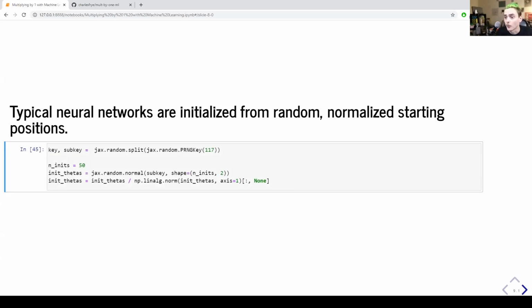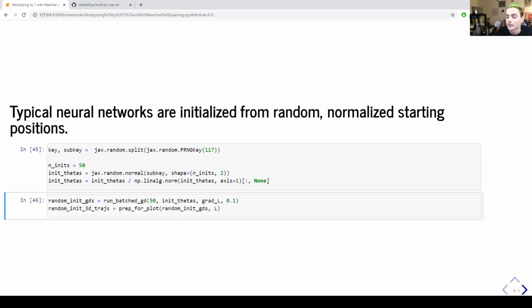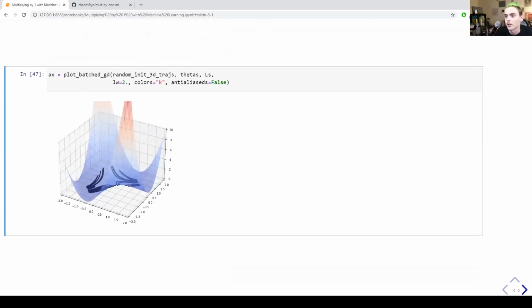So we need to randomly initialize things, and just for fun here, doing things randomly in JAX is actually quite a bit more challenging than it is in other frameworks. You have to be very explicit about where you're being random and non-random. But once I figured out how to do that, it was pretty straightforward to do random initializations, and things look actually quite a bit different.